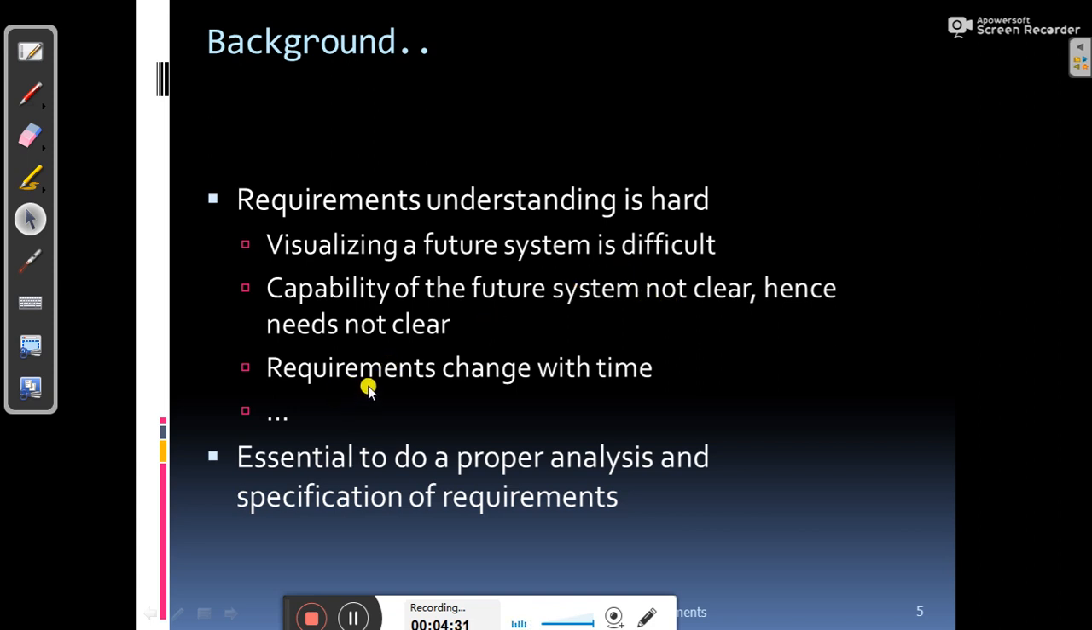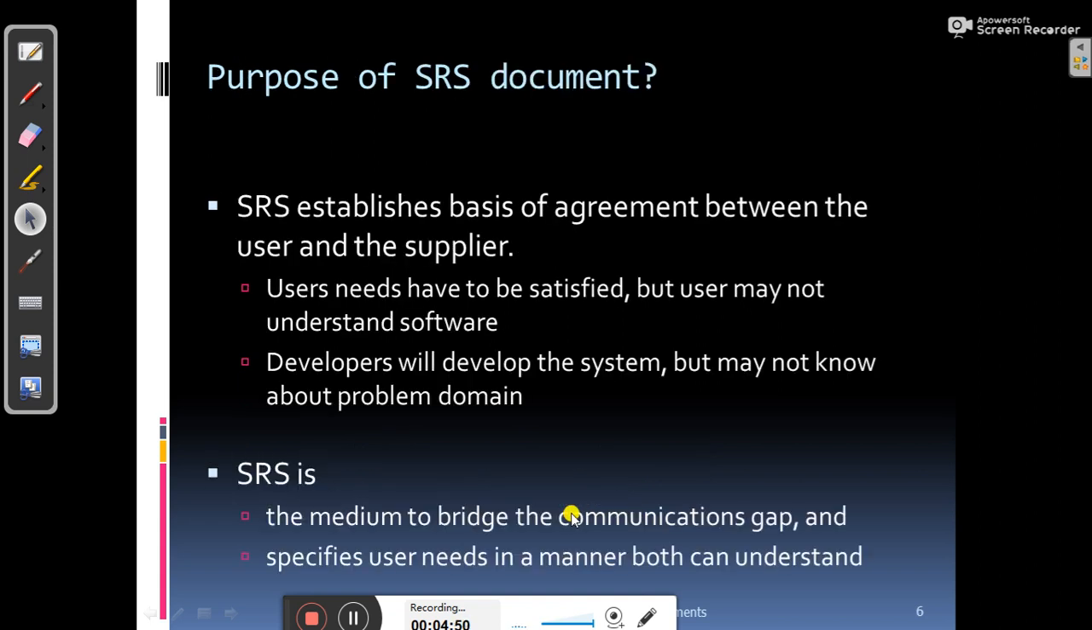Requirements change with time, obviously. So it is essential to do proper analysis and specification of requirements. That is why it is very important how you analyze and how things are done. That is why proper analysis and specification of the requirements need to be put in the SRS document.